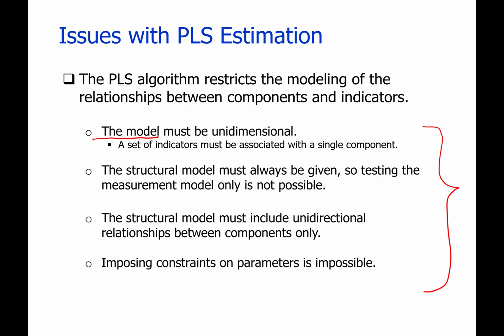And also, a structural model must always be given in PLS. Without a structural model, PLS cannot estimate anything. So in other words, if you have only the measurement model at hand, PLS cannot be used. And also in PLS, the structural model must include unidirectional relationships between components only. Let me explain this one shortly. And also, PLS does not allow imposing constraints on parameters. So imposing constraints on parameters is impossible in PLS.